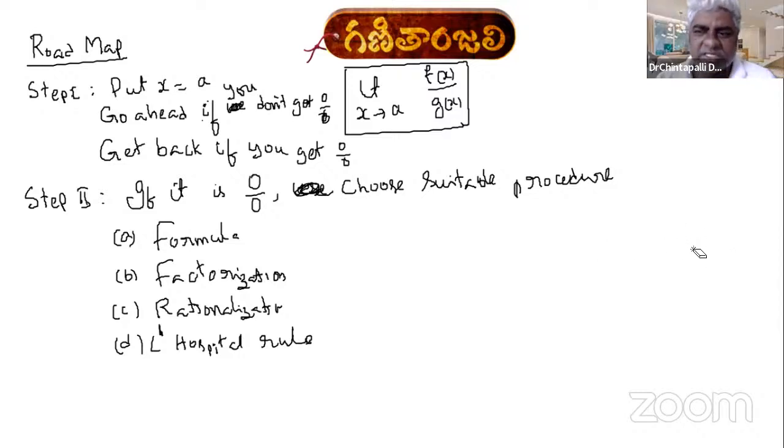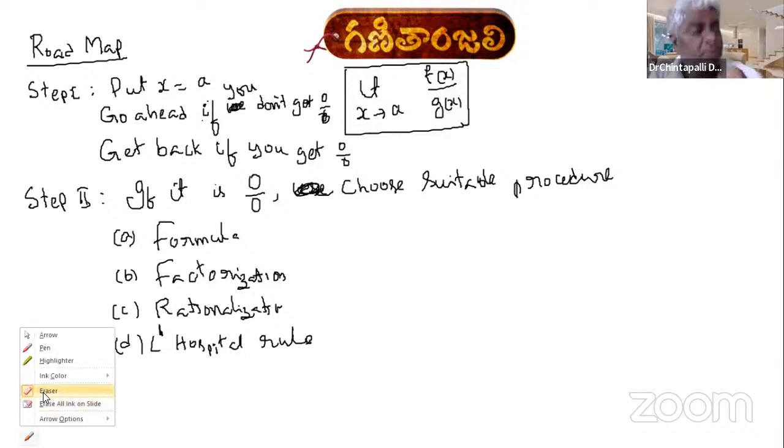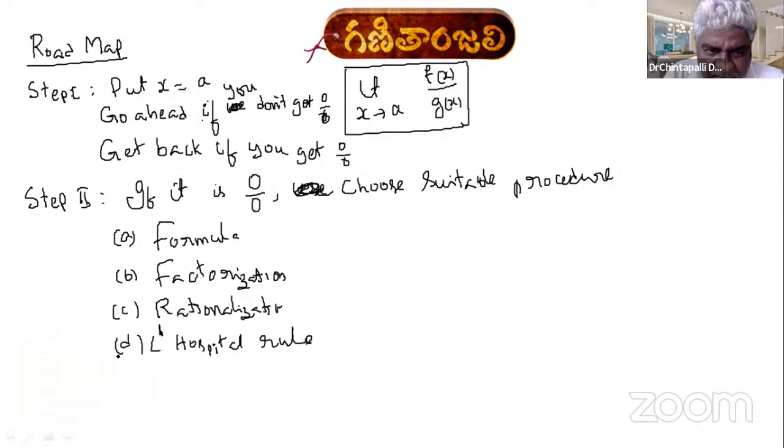What is the first step? Step one: put x equals a. Then, if we don't get 0 by 0, we can go ahead. Very good. But let us teach you these steps slowly, step by step.